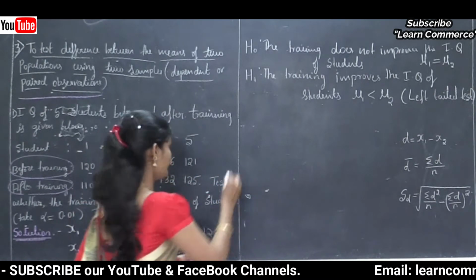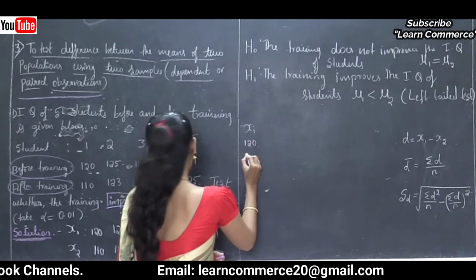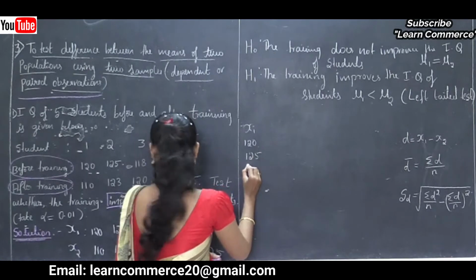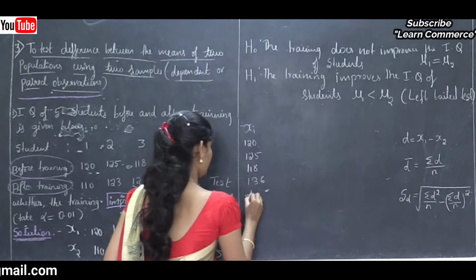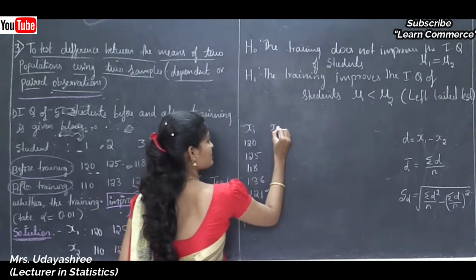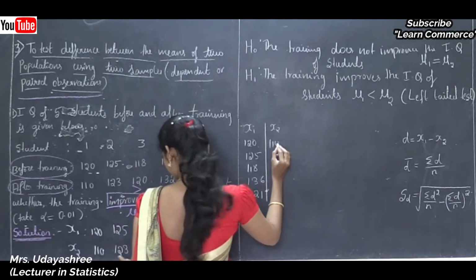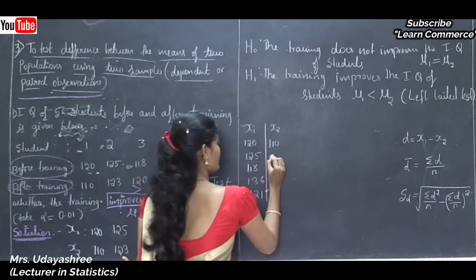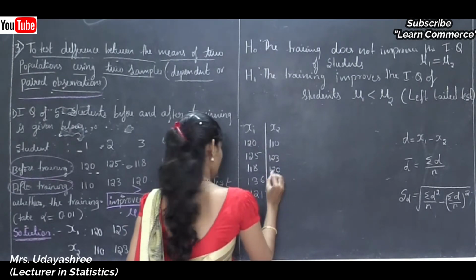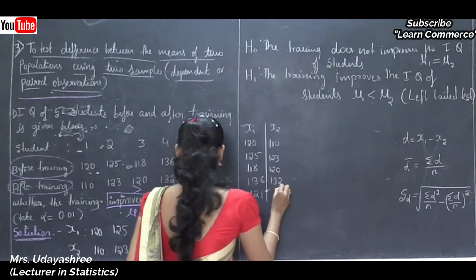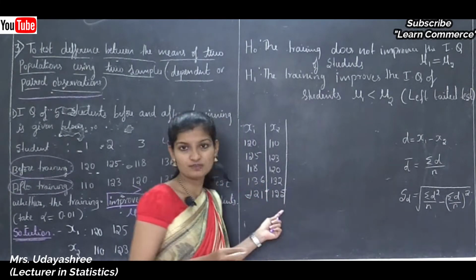Here the x1 observations are 120, 125, 118, 136 and 121. The next x2 observations are 110, 123, 120, 132 and 125. So here x1 and x2 observations are like this.